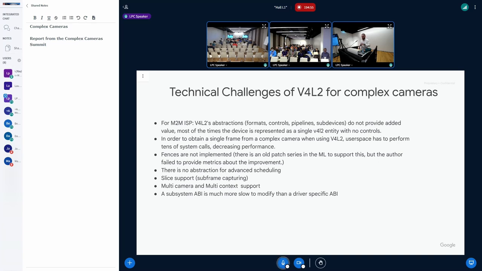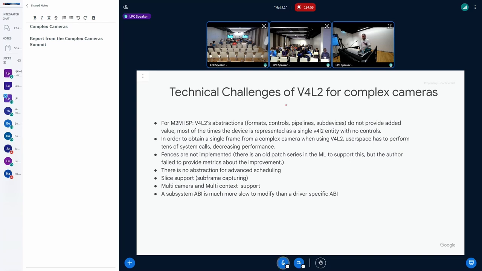Just to give you a broad idea of what is going on when we want to support complex cameras: first of all, what is a complex camera? It's usually the cameras that live in your phones, or the MIPI cameras that exist in modern notebooks. When we want to support those devices, we have some problems. For memory-to-memory ISPs, the abstractions are not really useful. We don't get too much from them. Formats, controls, pipelines, subdevices don't give us anything extra for implementing these drivers.